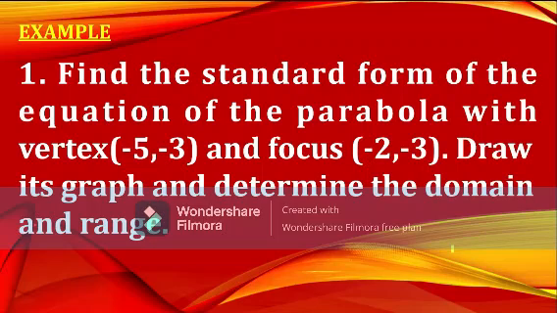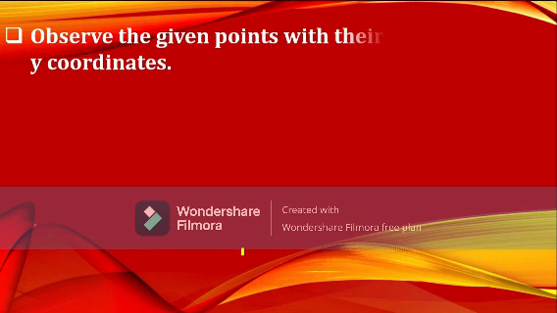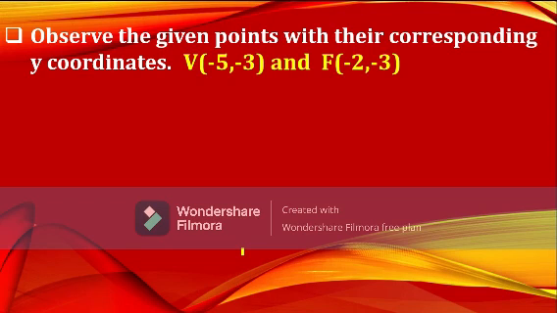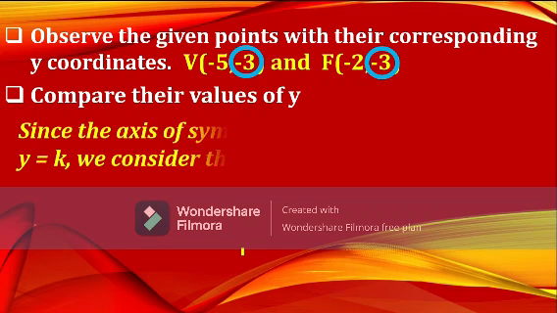Okay, so let's have an example. Find the standard form of the equation of the parabola with vertex negative 5, negative 3, and the focus is negative 2, negative 3. Draw its graph and determine the domain and range. So observe the given points for their corresponding y coordinates. Negative 5, negative 3 is the vertex. The focus is negative 2, negative 3. Compare their values of y.